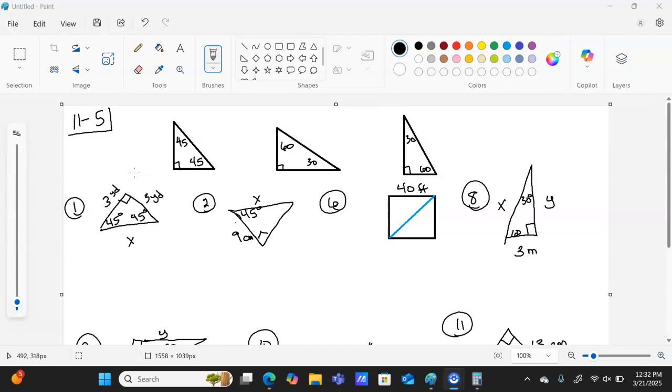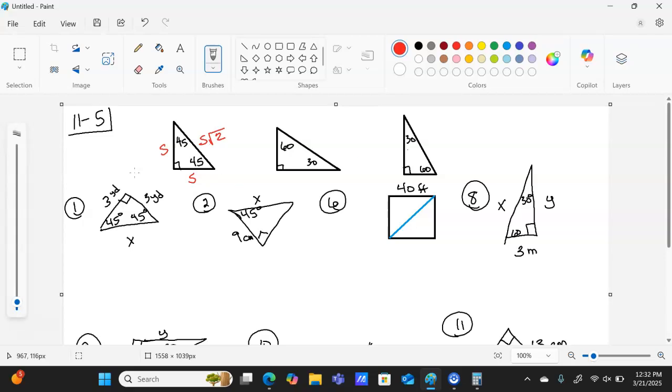Okay, on 11.5, in order to be able to accomplish these, you have to have the side ratios memorized, and they are shown for you on page 602 and 604 in your textbook. So for a 45, 45, 90 triangle, the side ratios are s, s, and s square root of 2. And you can actually use any variable. You could call it x, x, and x square root of 2. But the relationship is that the legs are the same length and the hypotenuse is that length times the square root of 2.